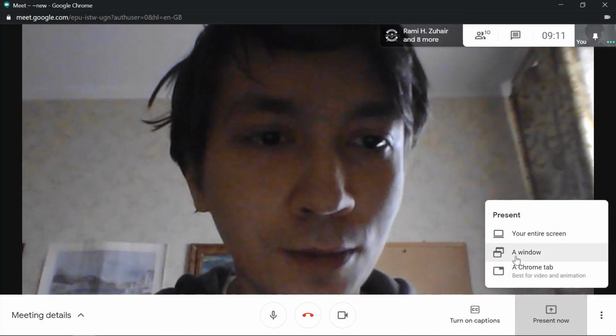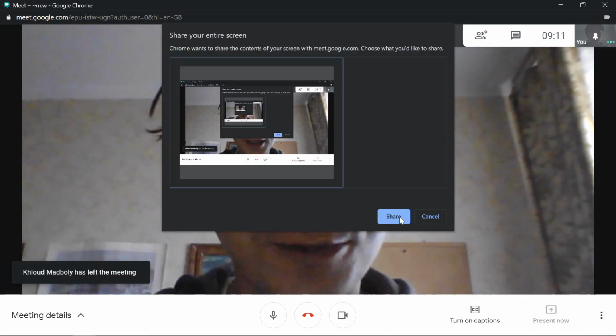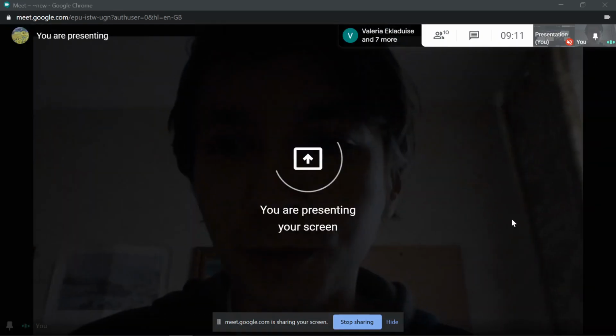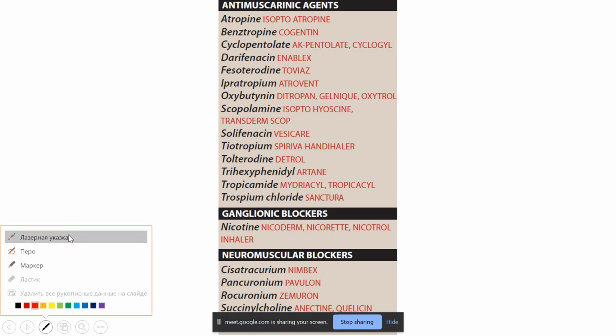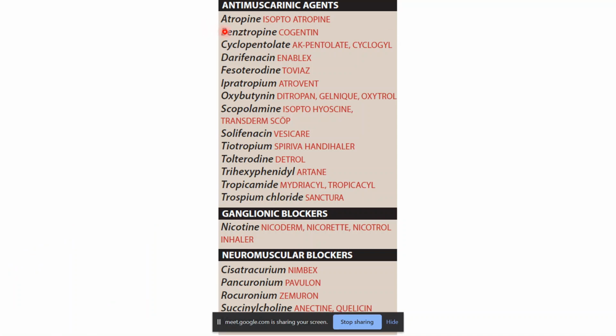And the classification for the cholinergic blockers includes the anti-muscarinic drugs. These are most useful, and the prototype drug here is atropine. Atropine is a poison, but also used as a drug, and the derivatives of atropine are benztropine and cyclopentolate, and ipratropium is a non-soluble derivative that is used for the treatment of asthma.